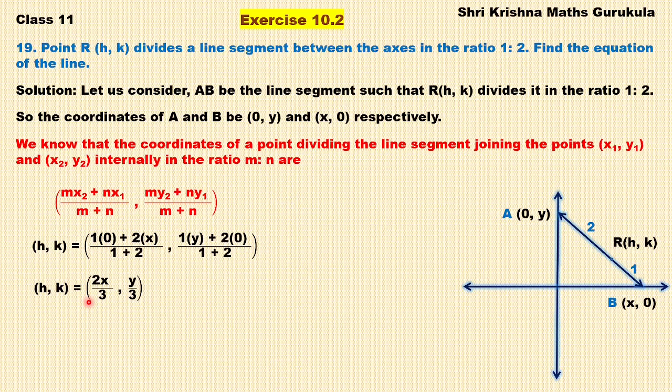When any two ordered pairs are equal, the corresponding first and second elements of the ordered pairs will be equal. So we are going to equate them. h is equal to 2x by 3 and k is equal to y by 3. Now we can very well find the x and y intercepts. Right? x is equal to 3h by 2 and y is equal to 3k. x is nothing but the x-intercept here, and y is nothing but the y-intercept here. So we have found the x and y intercepts.